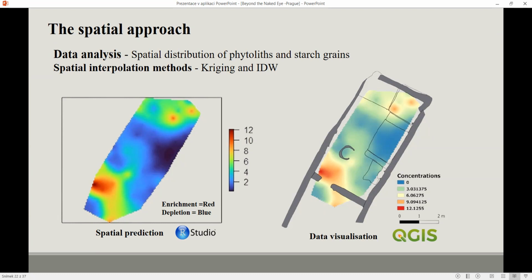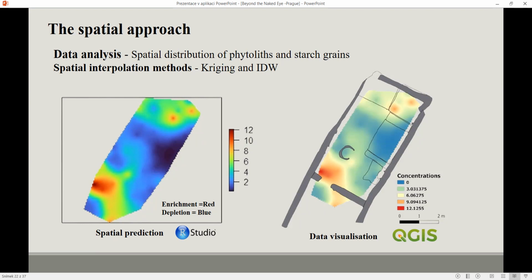So for this task, I decided to follow statistical methods, in this case kriging and inverse distance weighting, which are methods developed in mining, and which are actually used for a similar problem. In the mining industry, they want to know where in the whole mine you have more accumulation of whatever minerals you're targeting. Here we had the same problem. We want to know where in the house we have more accumulation of phytoliths. So for that reason, I decided to use this method.